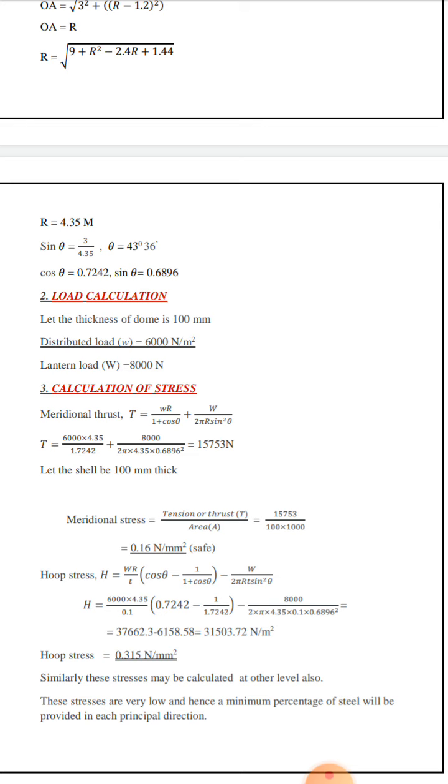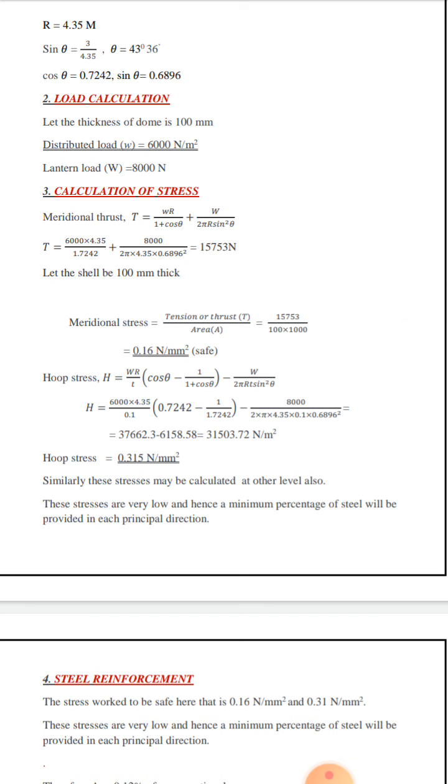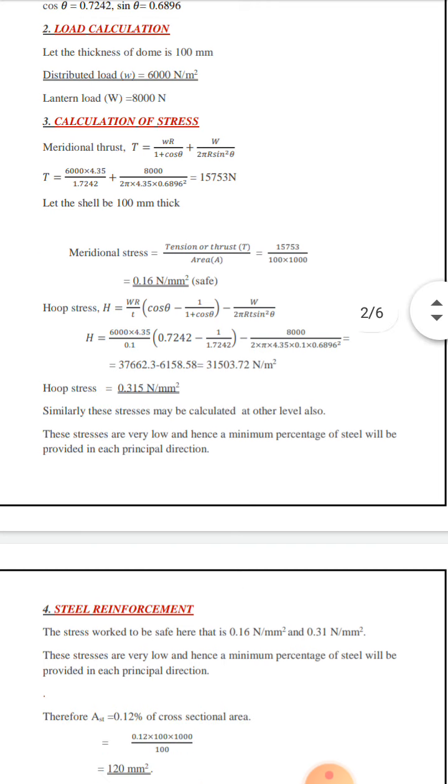After calculating meridional thrust, you calculate meridional stress. Meridional stress is thrust by area. Since it is a 100 mm thickness per meter, it is 100 into 1000. You will get the stress as 0.16 Newton per mm square. Next is hoop stress. The formula is wR by t, cos theta minus 1 by 1 plus cos theta, minus capital W by 2 pi R sin square theta. Same as the previous case, the second term represents the lantern load, and if it is absent, the second term will be 0. Here the hoop stress is 0.315. These stresses are very low.